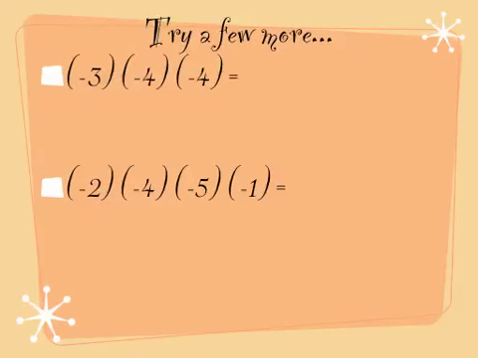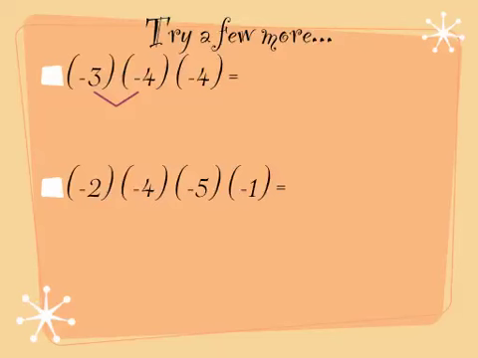We're going to try a few more. If you notice in the first example, I have -3 times -4 times -4. So I am multiplying 3 numbers. We're going to just work our way from left to right. So I'm going to start with -3 times -4. I'm going to ignore the second -4 for the moment, but I'm going to bring it down and deal with it in just a minute.